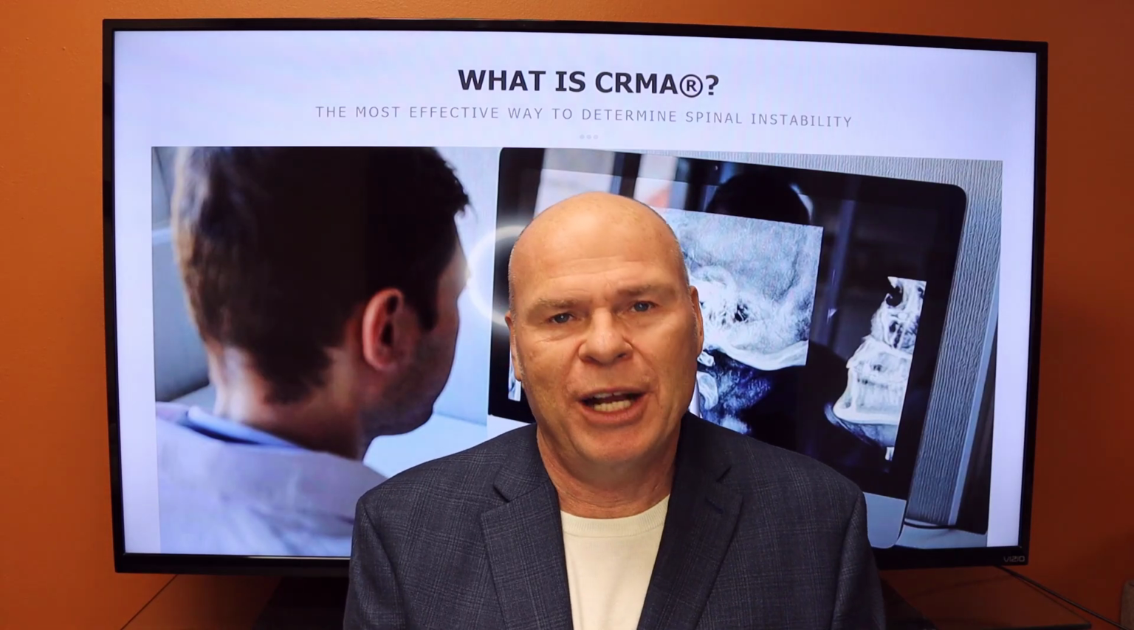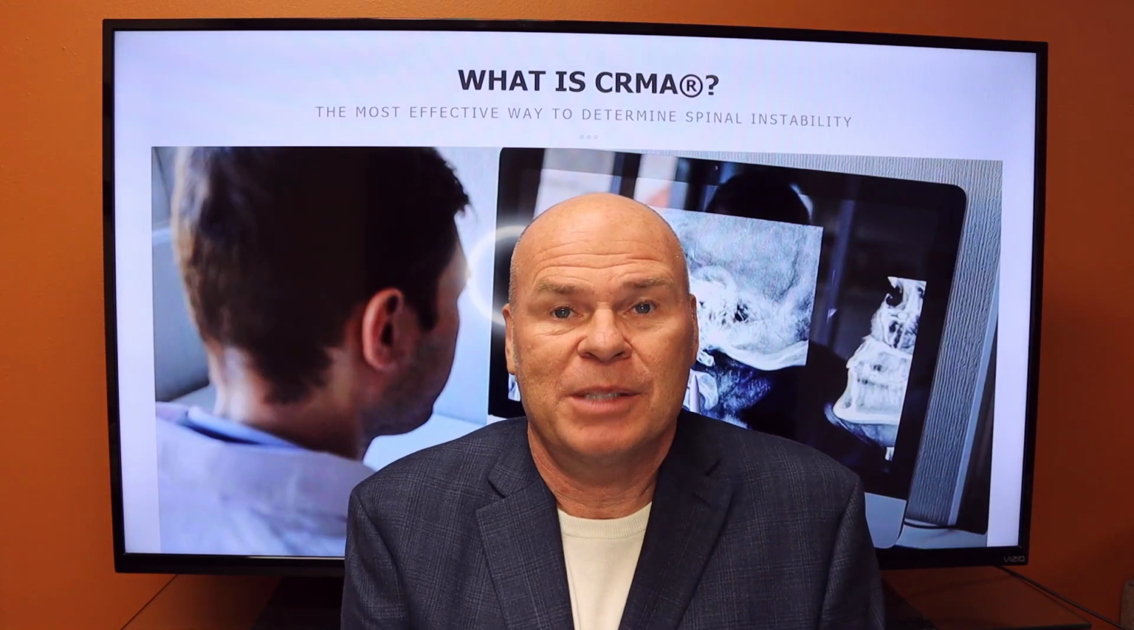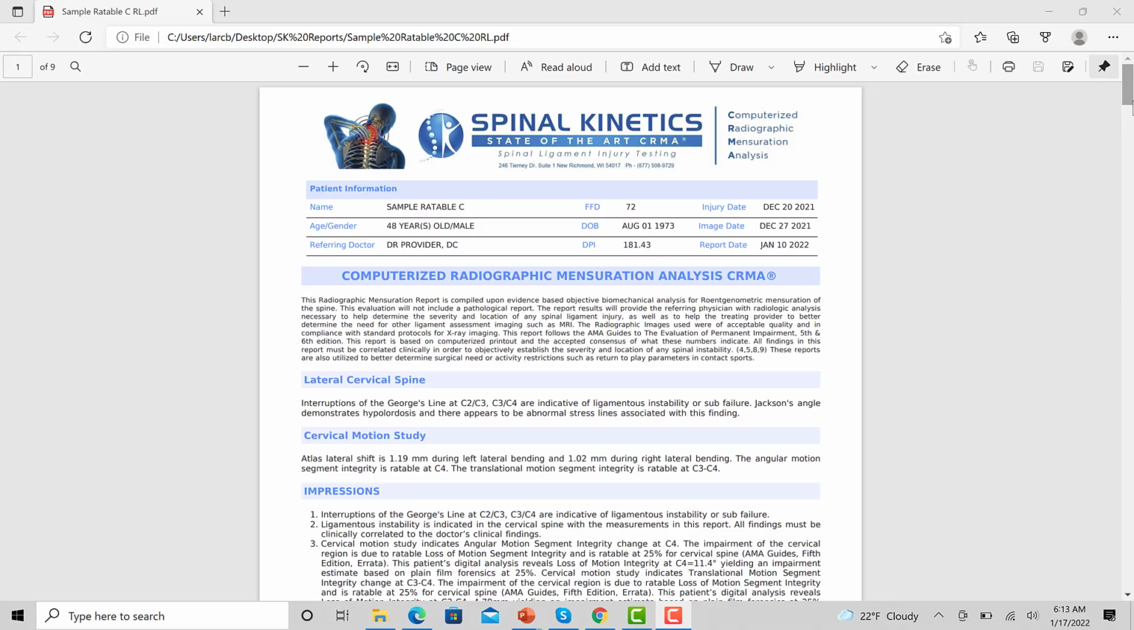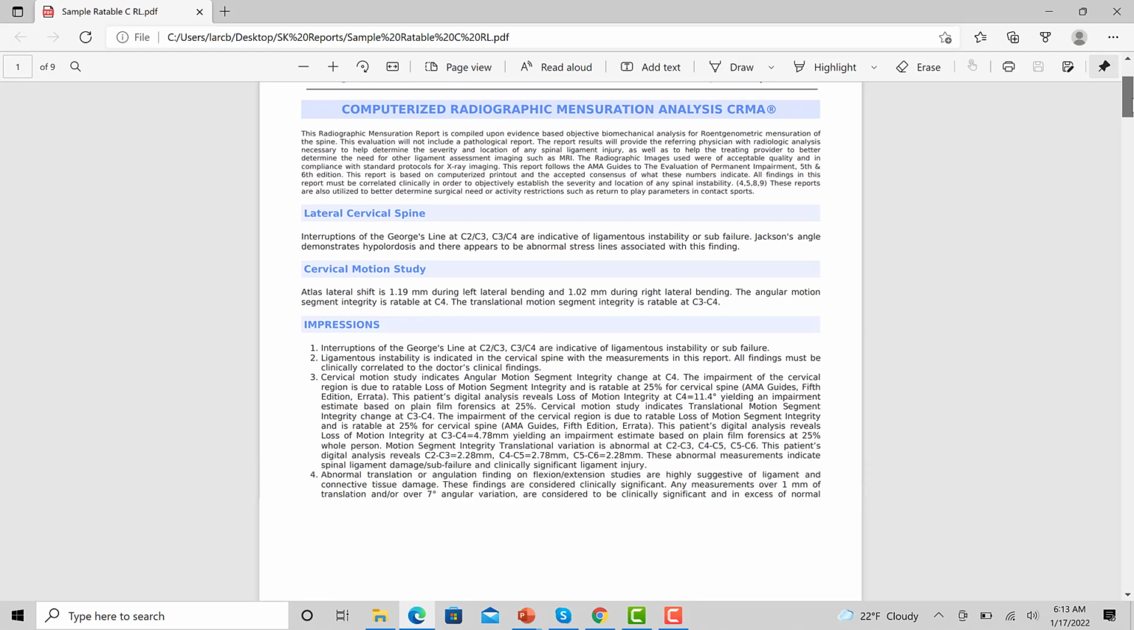Our CRMA report also helps you to determine spinal impairments, both the 5th and 6th edition. Take a look. We're just pulling up an example report here. And remember, as soon as you see the cervical motion study, you're going to go, okay, is there anything above 1.7 on the atlas? No. So it's not significant. There is some atlas instability, but it's very, very minimal. Remember, we're looking for 1.7 millimeters or more.